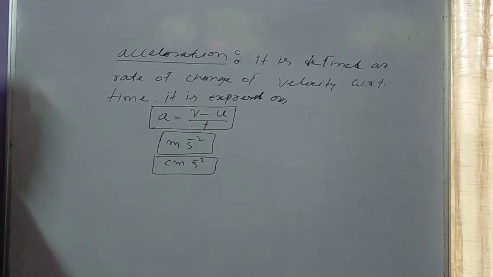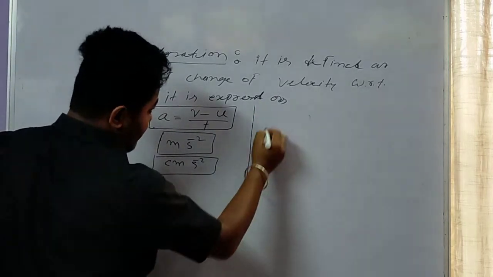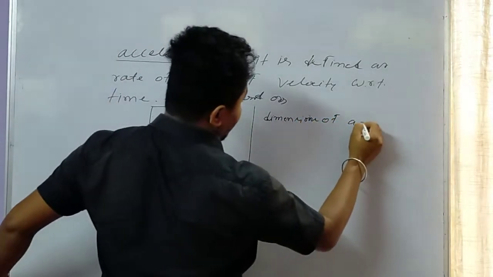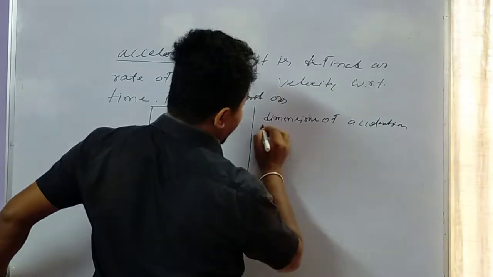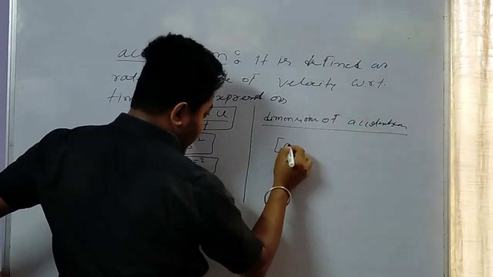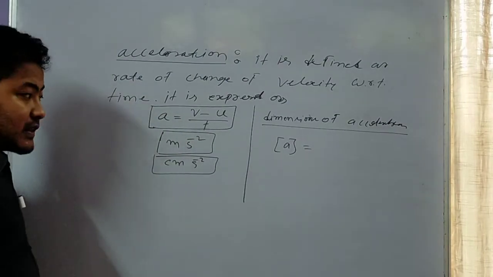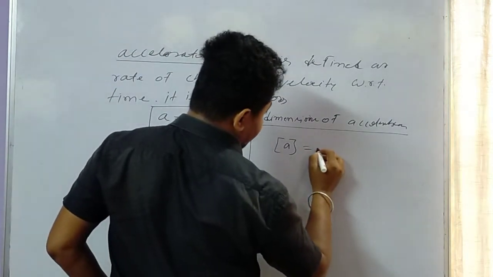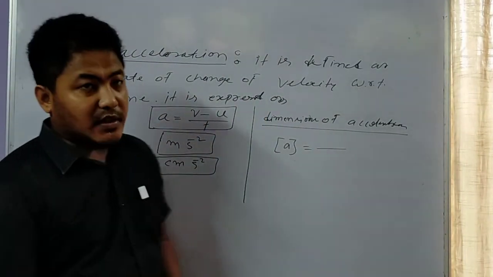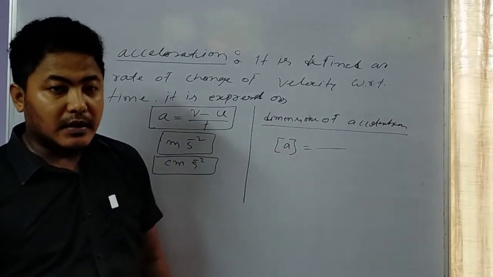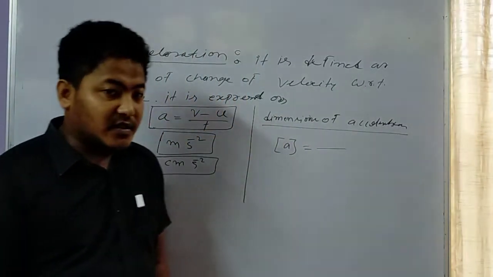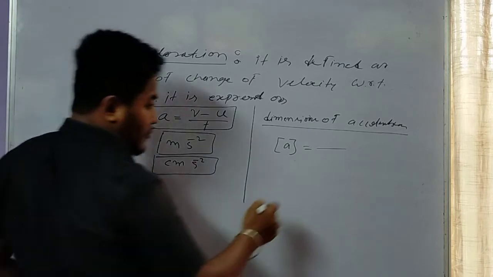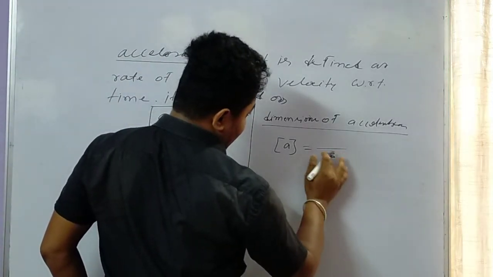Now if I go to find the dimensions of acceleration, we know this is velocity over time. You already know the dimension of velocity, or you have already studied it in the previous chapter of units and measurement. You can see this is velocity and time. For time it will be second, T.